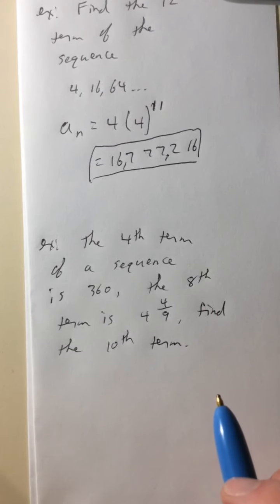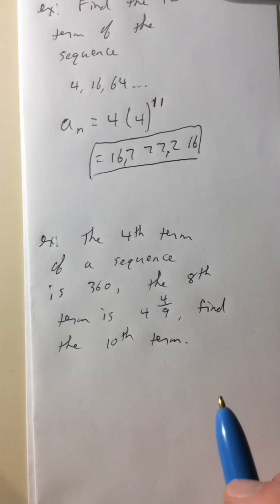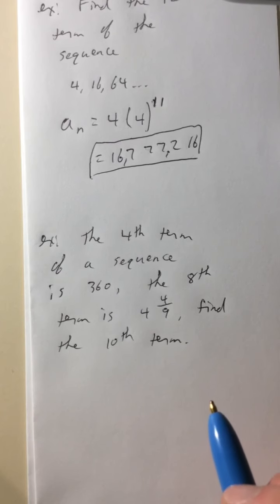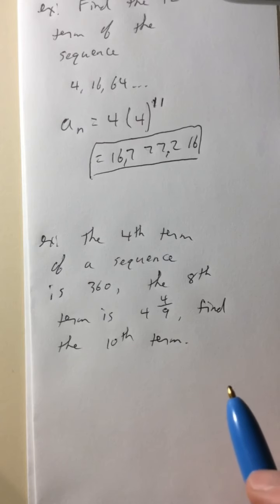What we need to do is find our common ratio, and I'm going to pause right here because I need to use the restroom. I'll be right back.